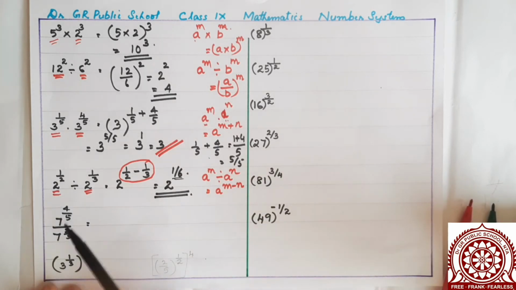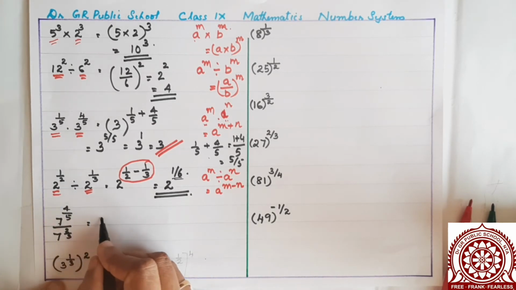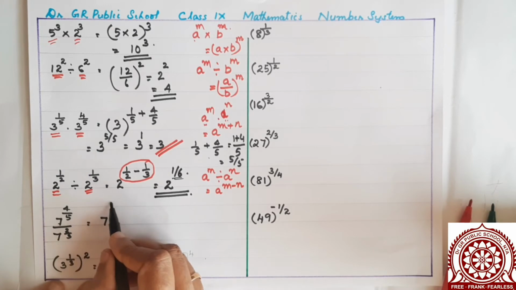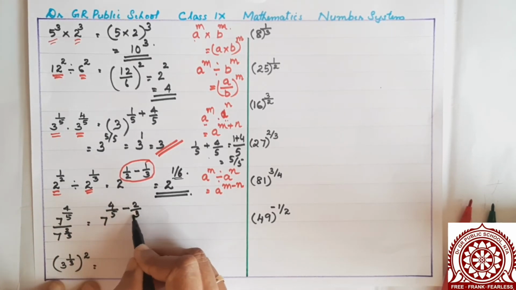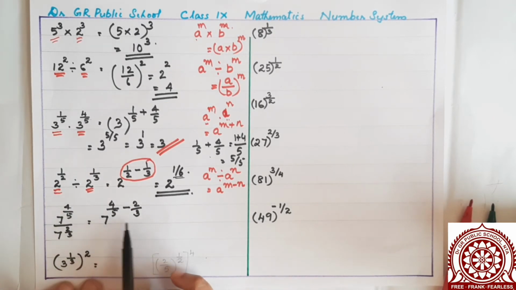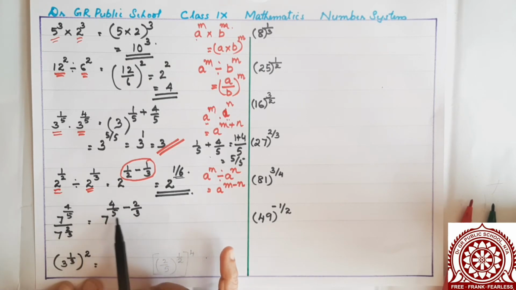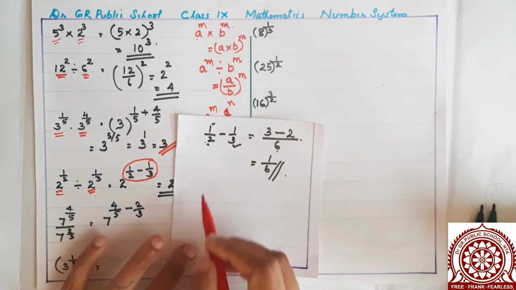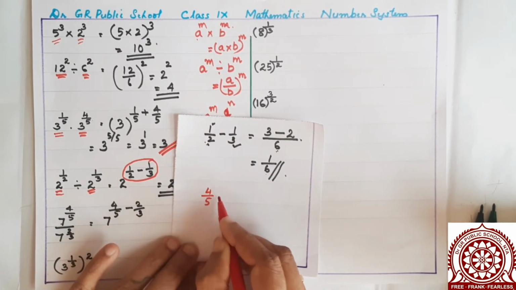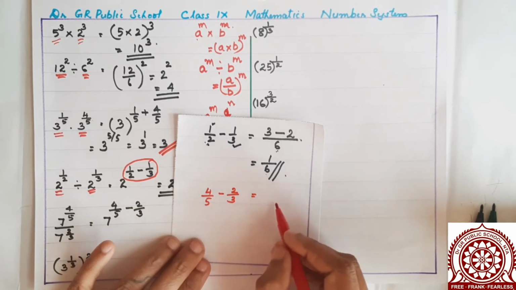7 raised to 4 by 5 divided by 7 raised to 2 by 3. a raised to m by a raised to n is a raised to m minus n. So 4 by 5 minus 2 by 3. Again, we have to simplify the exponents, the powers. 4 by 5 minus 2 by 3. How can we simplify? What is the LCM of 5 and 3?